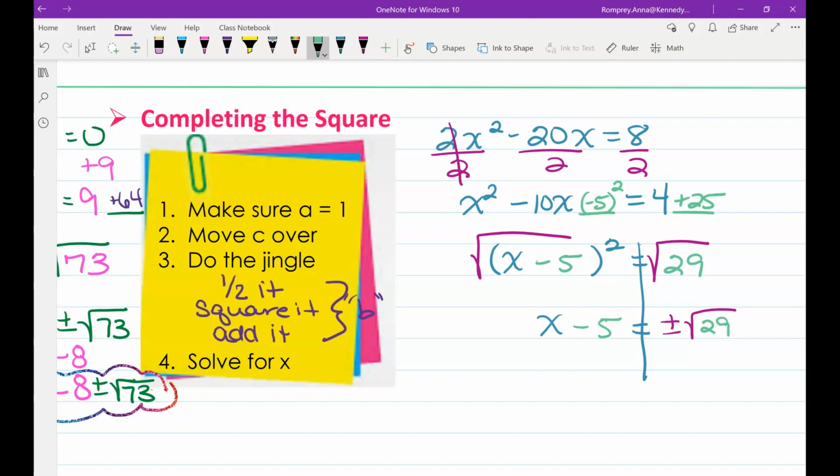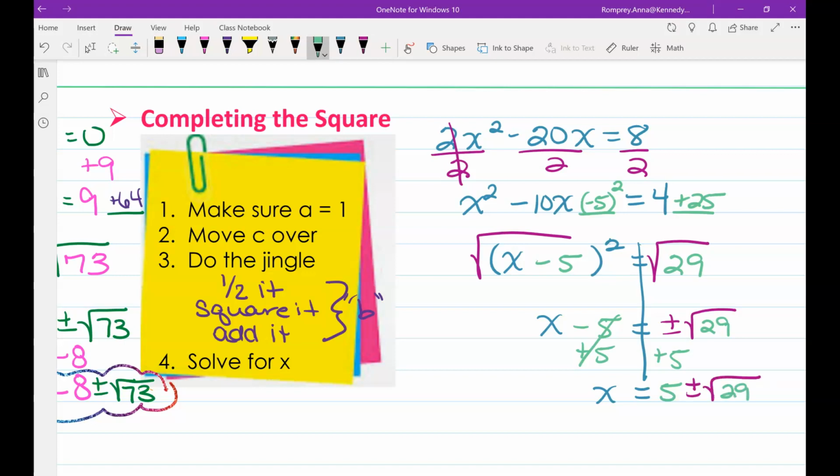Fantastic. One more little step, get rid of this minus 5. So we'll add 5 to both sides. x equals 5 plus or minus the square root of 29.